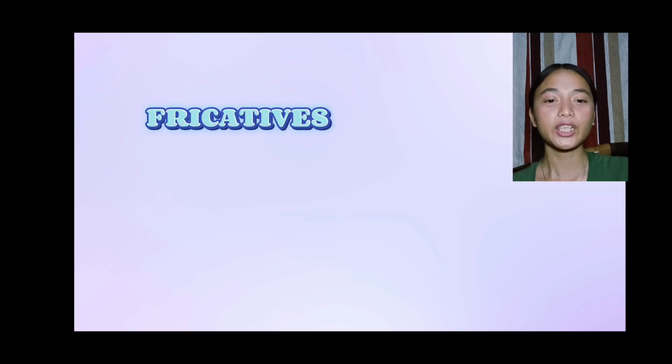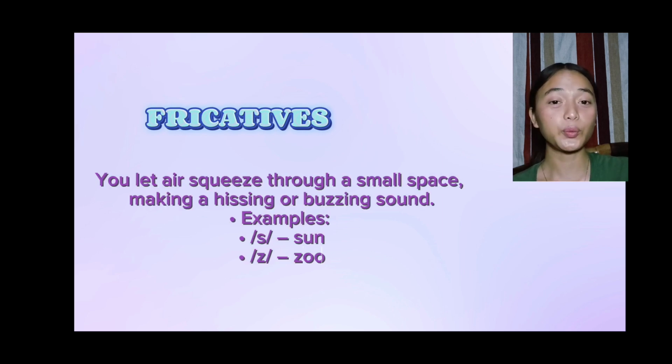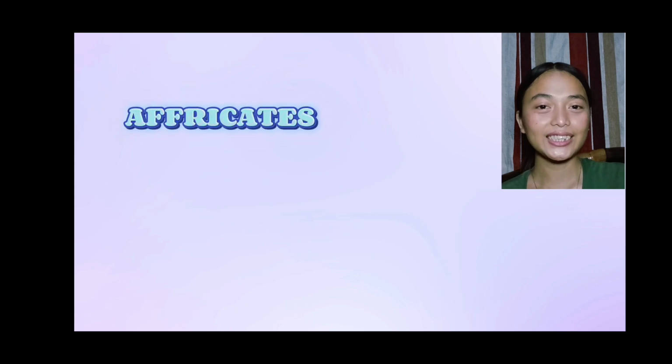Next is fricatives. This is what happens when you let air squeeze through a small space, making a hissing or buzzing sound, like this: s, z. And the words are sun and zoo. And the third one is affricates.